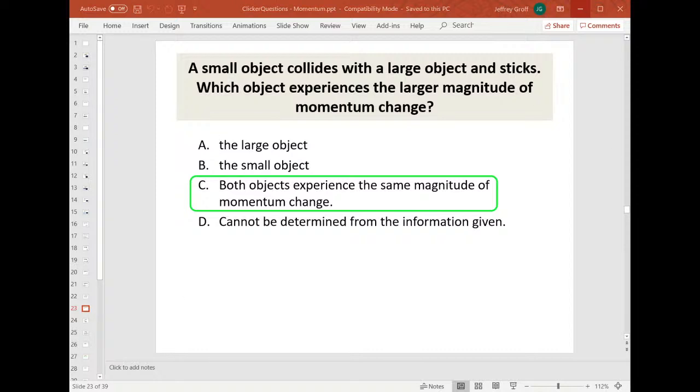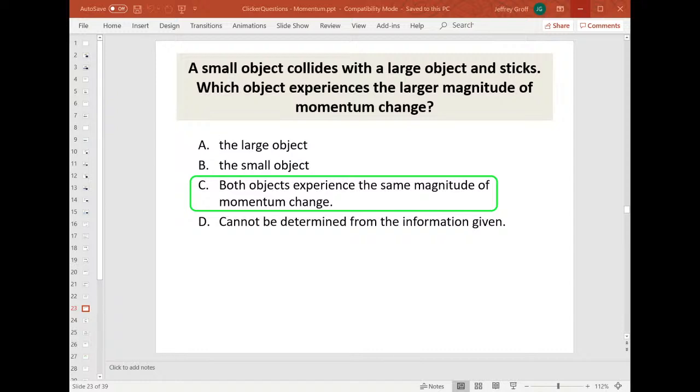I'm sorry. A small object collides with a large object and sticks. Which object experiences a larger magnitude of momentum change? And it doesn't matter what that first sentence says. It could say a small object collides with a large object and bounces. A small object collides with another small object and sticks. Two large objects collide with one another and bounce off partially. It doesn't matter what it says.